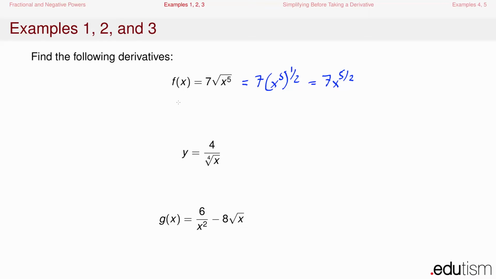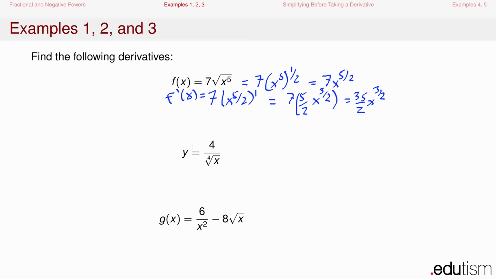So now I can start taking the derivative. Well, if I want to take the derivative, I can use the constant multiple rule. So I'm just going to take 7, and then I'm going to take the derivative of x to the 5/2. Then I can take the derivative of x to the 5/2 using the power rule. We're going to write the exponent in front, and then we're going to subtract 1 from the exponent. 5/2 minus 1 is 3/2. And then 7 times 5/2 gives you 35/2. So the derivative of this function is 35/2 x to the 3/2.